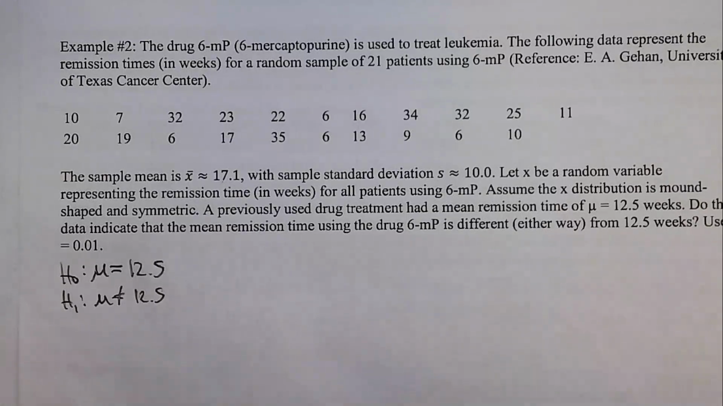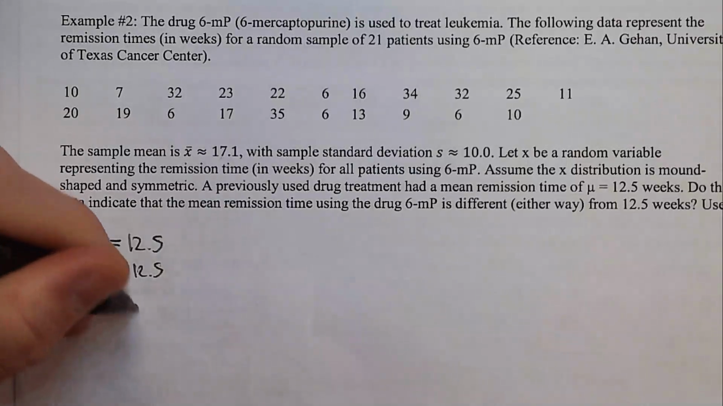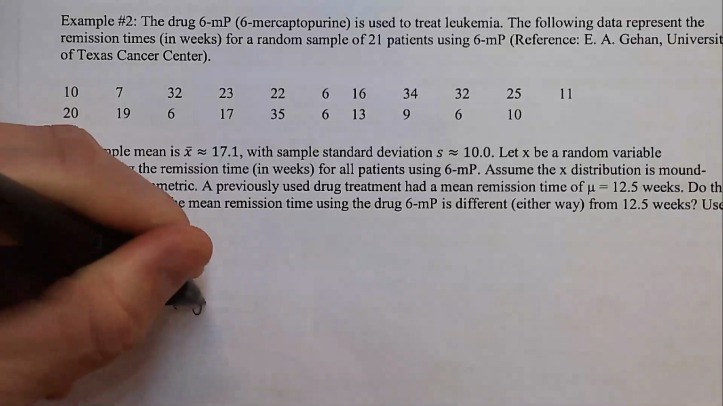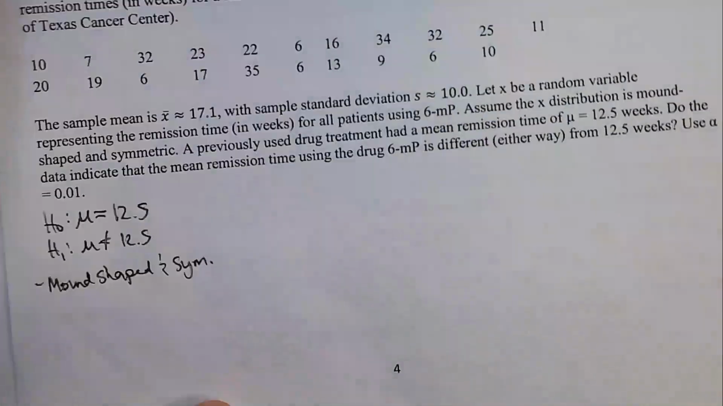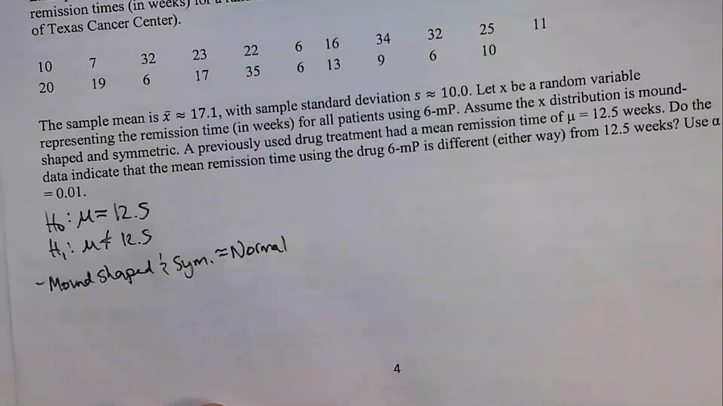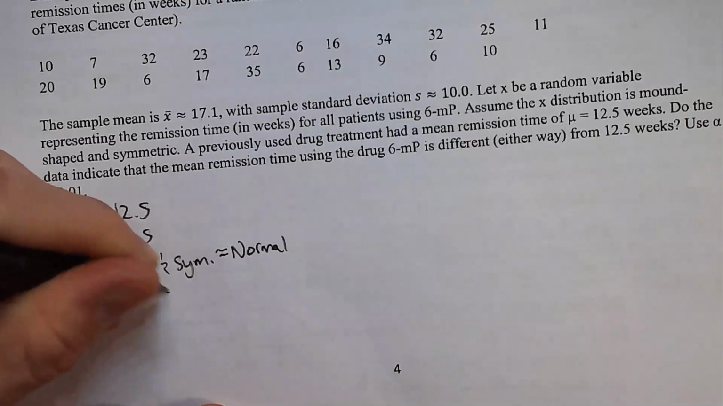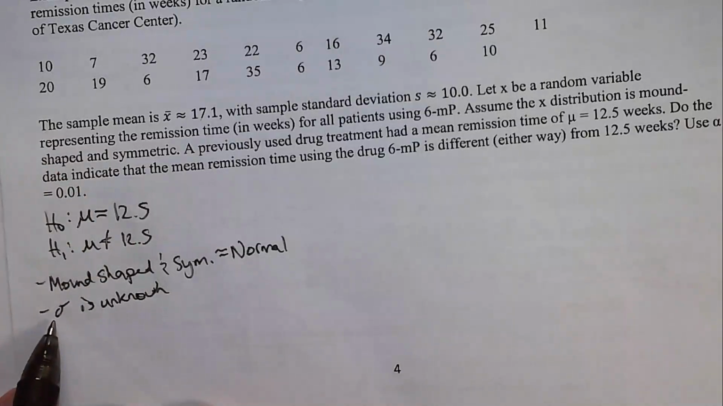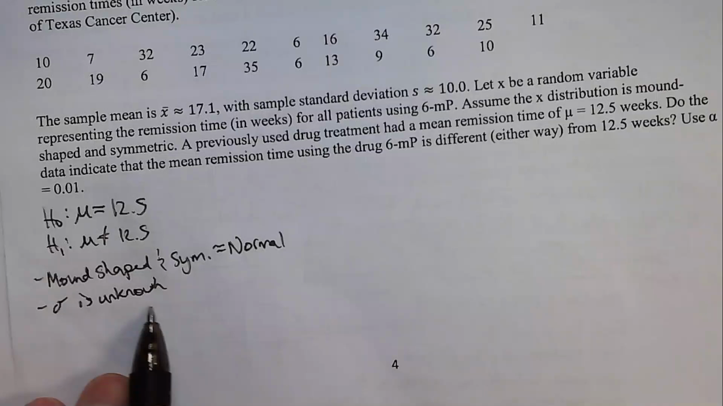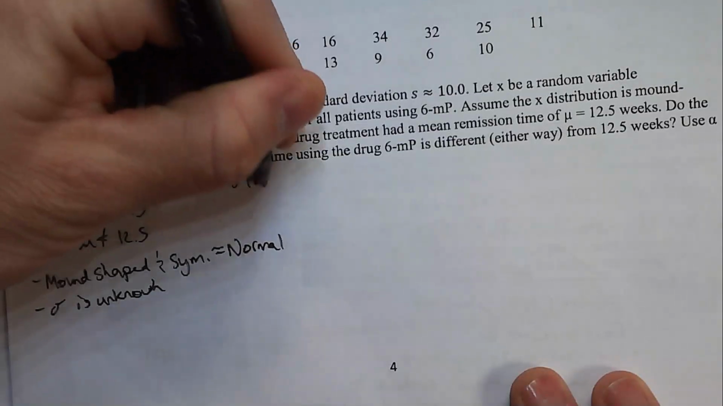Now I have to figure out what distribution to use. Well, they said it's mound-shaped and symmetric, so that means normality is satisfied. You could say it's approximately normal. That's why they said that. So you could say the normality assumption is satisfied. And the key is sigma is unknown this time. If sigma is known, we use Z. If sigma is unknown, what do we use? T.